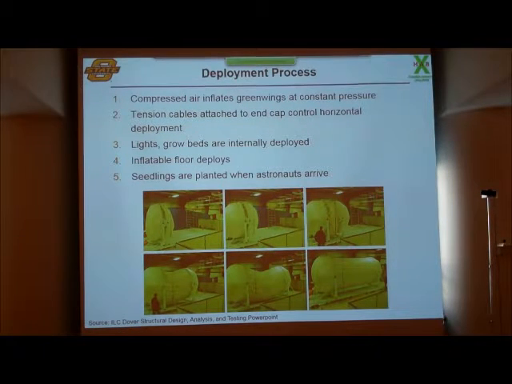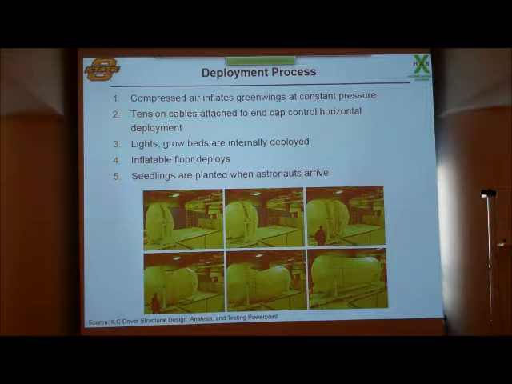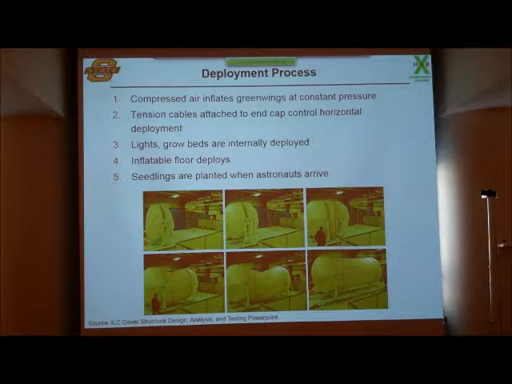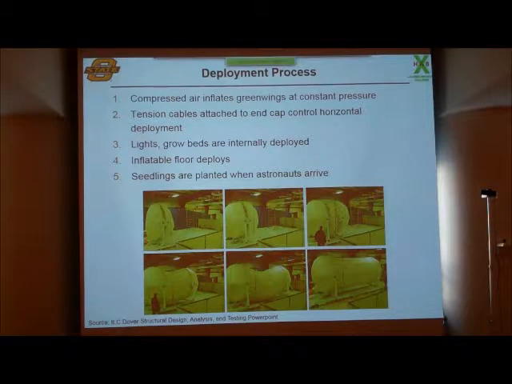We have four tension cables on the outside of our green wing. They're attached to the solid end cap and also attached to the central hub. These tension cables will allow us to have a controlled deployment. We'll talk a little bit about that later. We'll be using a winch system to make sure that our deployment will be completely horizontal. All the lights and grow beds for plants and everything on the interior will be internally deployed.